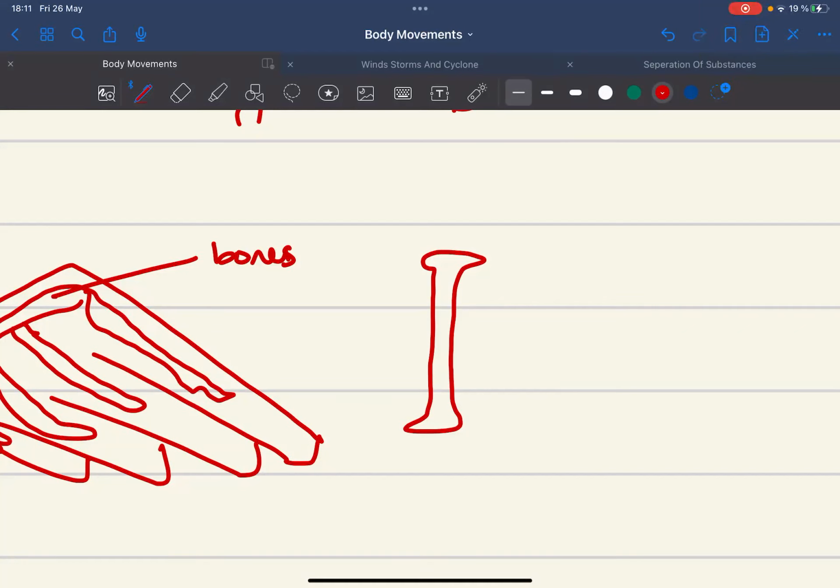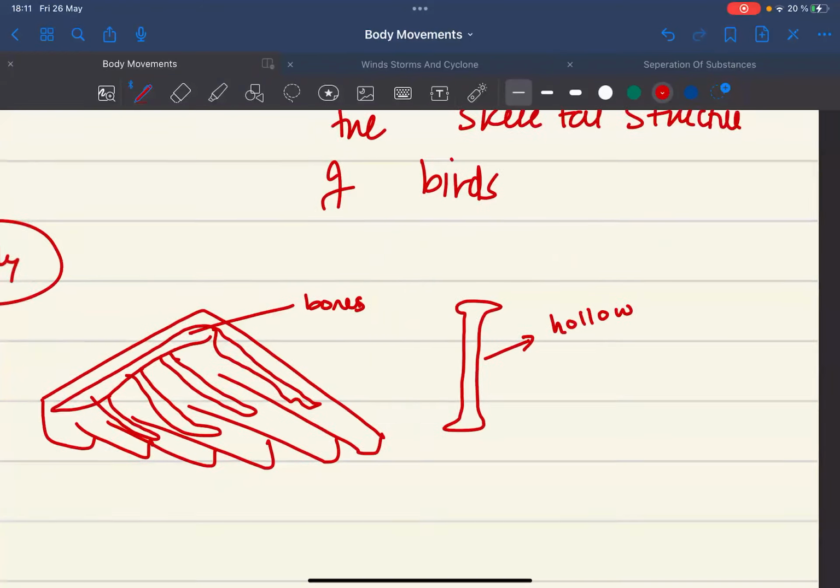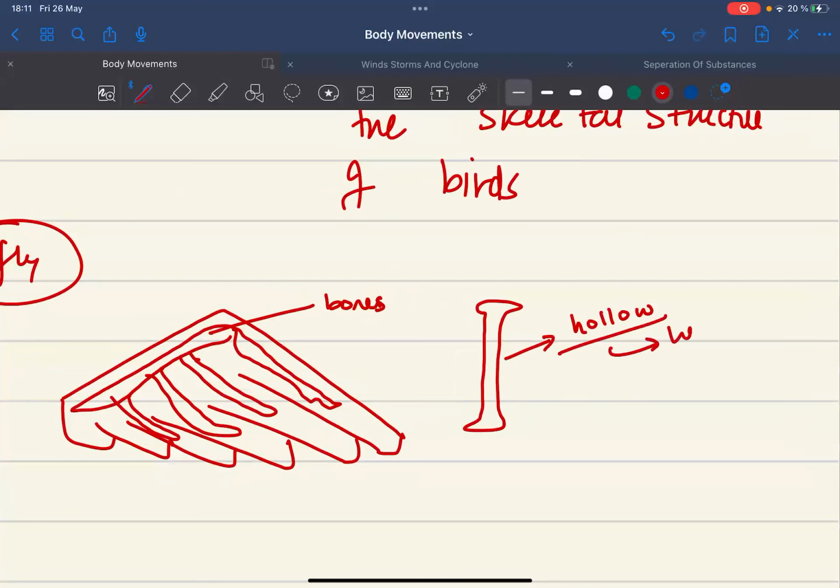All right. So unlike us human beings, they are not made up of calcium or anything. Inside the bone, there is nothing. It is hollow. Hollow means there is nothing. There's only empty air, emptiness. Only this hollowness helps the bird to fly. It gives it light weight.